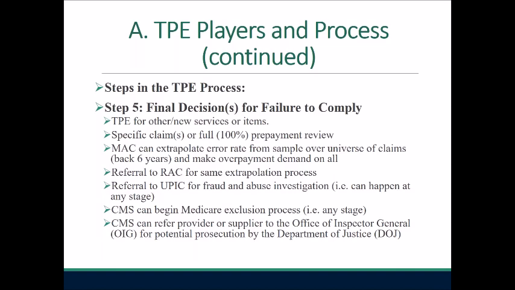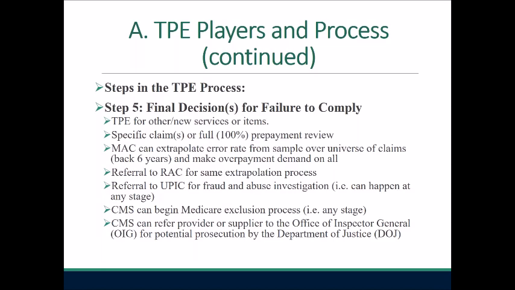The MAC can extrapolate the error rate from the results letter from the sample over the universe of claims back 6 years. So the look back period for all federal payers is 6 years. And so if you could imagine what your errors were and then how much you received on those type of services for the past 6 years, and if you had a 40-50% error rate, how much revenue did you receive on those services over the past 6 years? And 50% of that may be your alleged overpayment. So it is quite serious and quite significant. And they can demand it all.